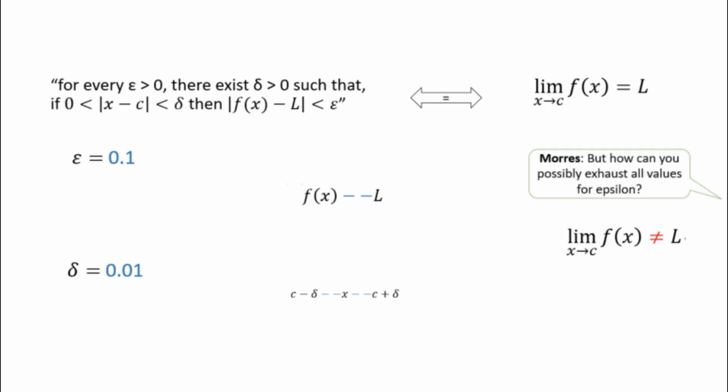But how can you possibly exhaust all values for epsilon? The answer is by making epsilon arbitrary. Let me show you how. Let us take a very simple example of limit to illustrate this procedure. Show that the limit of 3 as x approaches 2 is equal to 3.